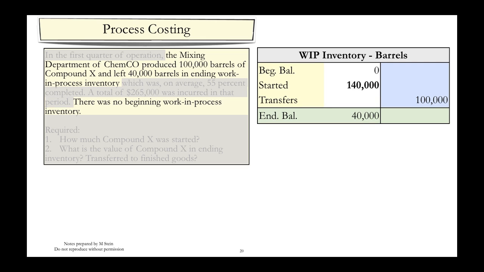100,000 barrels are completed, 0 barrels are in beginning inventory, and 40,000 barrels are in ending inventory. This allows us to calculate that 140,000 barrels were started.